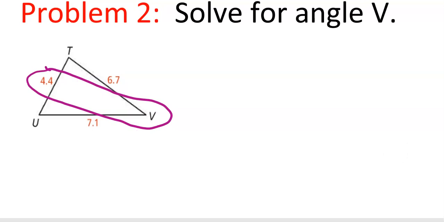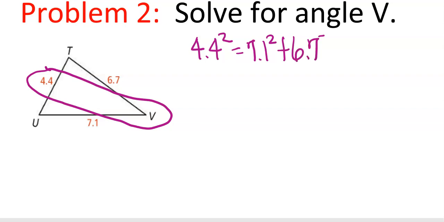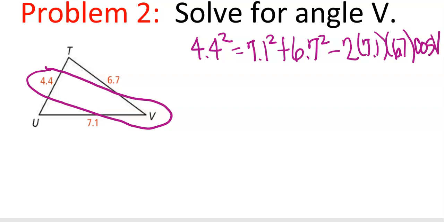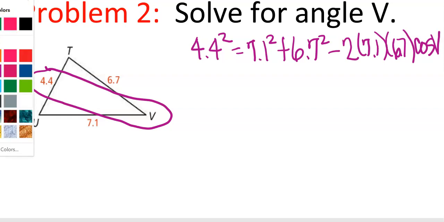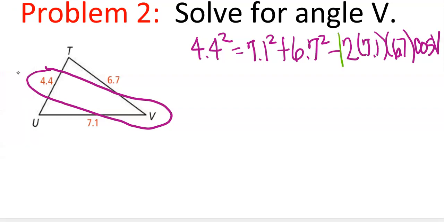So we're solving for V. So this time we have 4.4 squared, because that's the side, equals the other two squared. Again, the order for these does not matter. Minus 2 times the ones we just wrote, cosine V. So this one's different. The thing you have to remember is this part right here needs to stay together because it's a product. The other two things you can get rid of, but this part right here stays like it is.